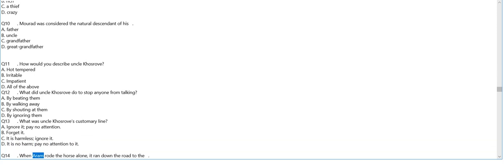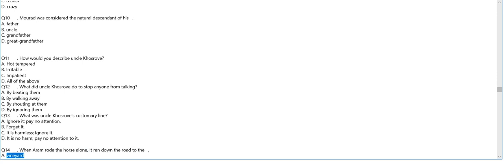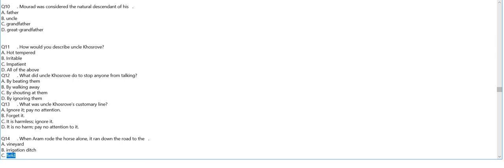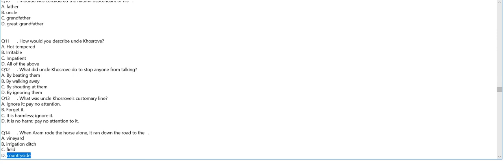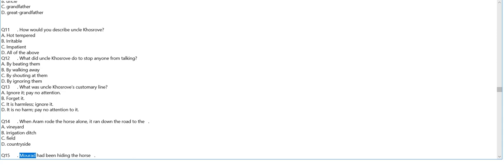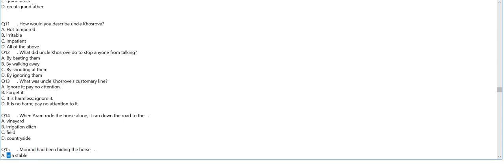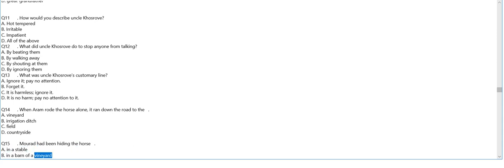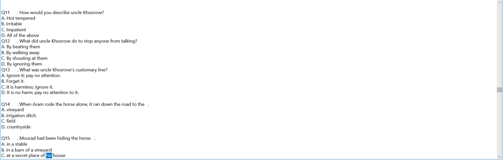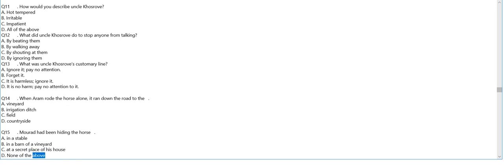Q14. When Aram rode the horse alone, it ran down the road to the A. Vineyard. B. Irrigation ditch. C. Field. D. Countryside. Q15. Murad had been hiding the horse. A. In a stable. B. In a barn of a vineyard. C. At a secret place of his house. D. None of the above.